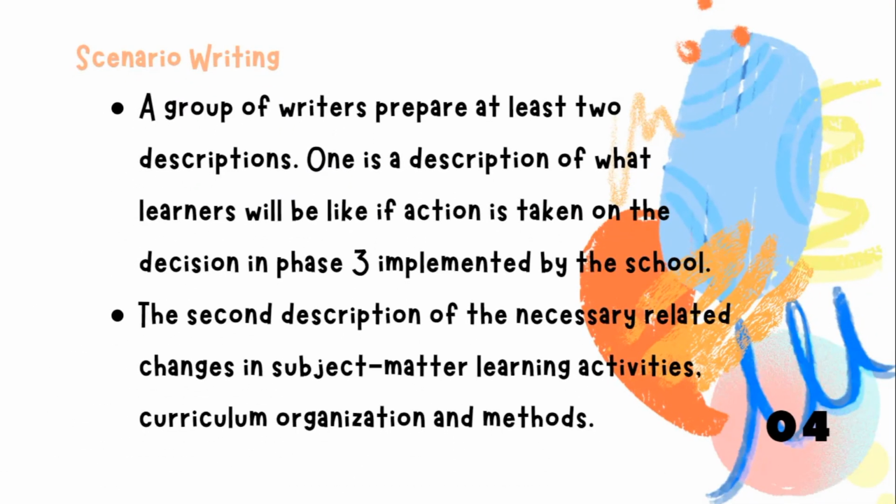A group of writers prepare at least two descriptions. One is a description of what learners will be like if action is taken on the decision in phase 3 implemented by the school. The second is a description of the necessary related changes in subject matter, learning activities, curriculum organization, and methods. So, in conclusion, the futuristic model emphasizes future conditions more than present status. It is a form of needs assessment in which future needs are anticipated. For this model, one decides what students should be like inside of some desirable future.